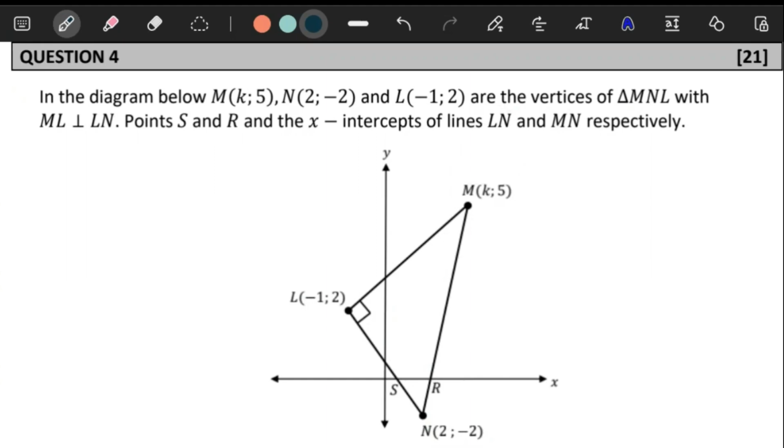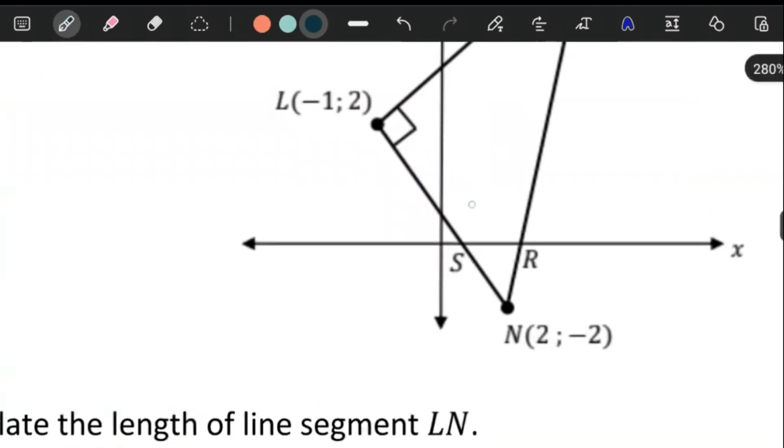Then it says here, points S and R are the x-intercepts of lines LN and MN respectively. Oh, they are the x-intercepts of these two lines. Yes, we can see that here and here.